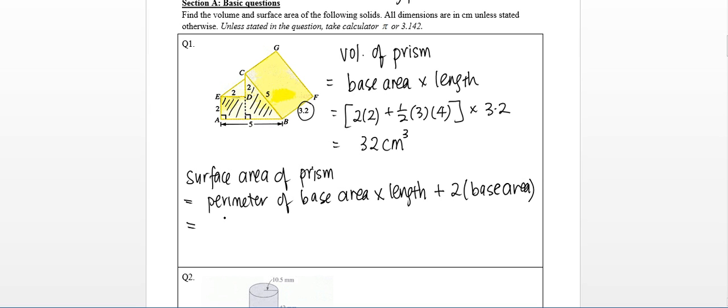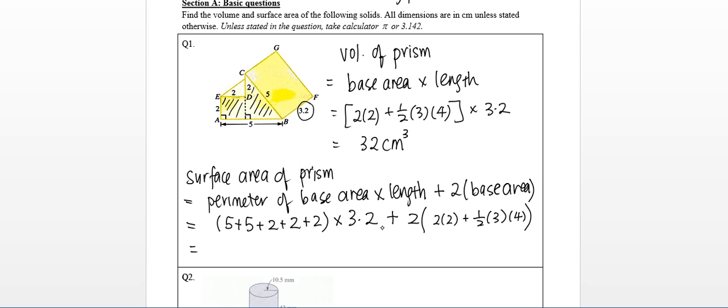So we get 5 plus 5 plus 2 plus 2 plus 2, and we multiply this by the length again, which is 3.2. And we add it to 2 times the base area. Now what is the base area? It's again that square plus the triangle. So this is my 2 times 2 plus half times 3 times 4. Key this entire expression into your calculator and you should be able to get a total surface area of 71.2 cm squared.